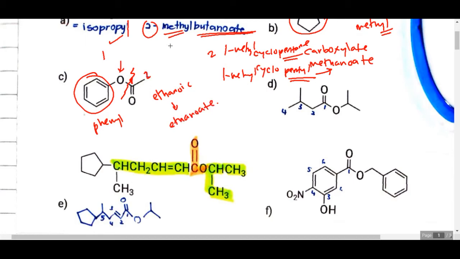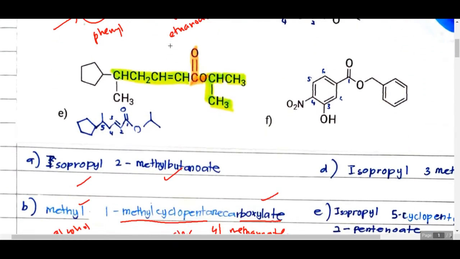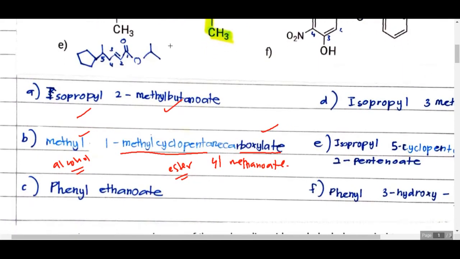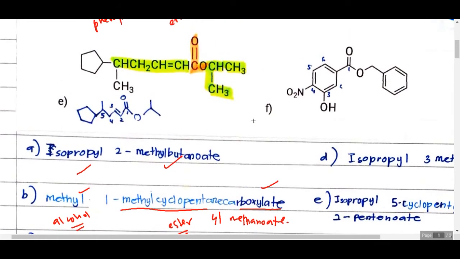In this case, there is no substituent on the ester part, and there is also no substituent on the alcohol part. So you can arrange it and it will become phenyl ethanoate. Here, the phenyl ethanoate. Okay, correct. Moving on, D.